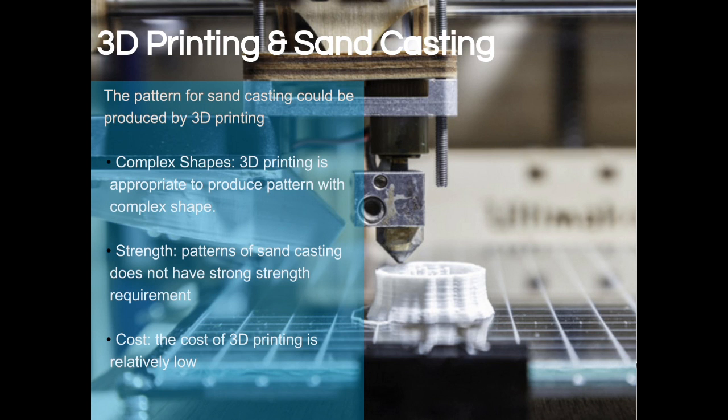Modern sand casting often uses 3D printing to make patterns for sand casting because 3D printing offers a lot of advantages. 3D printing is appropriate to produce patterns with complex shape with relatively low cost. While 3D printing product is usually less durable, patterns of sand casting do not have strict strength requirements.